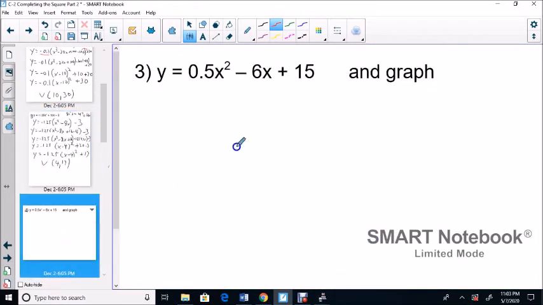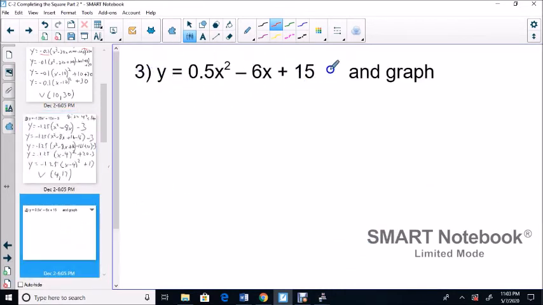Okay, next question. So this one here, if you want, you can pause the video and try it. And I also want you to graph this one. Okay, so you can pause it and give it a shot. Now I'm going to put the answer up. So same idea. Y equals 0.5 x squared, and you get 6 divided by 0.5.